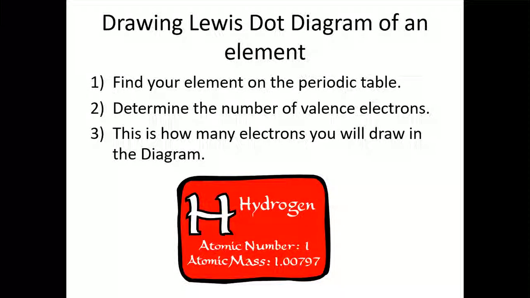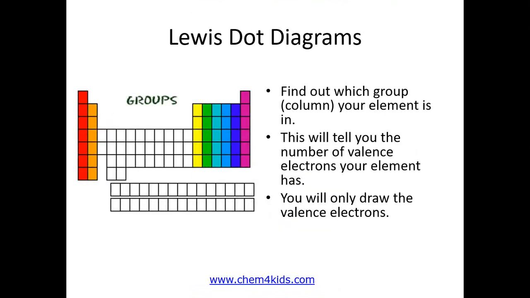For the Lewis dot diagram of an element, the first thing you need to do is find your element on the periodic table. Then we're going to use those group numbers to figure out the number of valence electrons. And then, as part of the Lewis dot diagram, we're going to put a number of dots around the symbol that represents the number of valence electrons. So remind yourself again, figure out which group the element's in. That would tell you the number of valence electrons. And now we need to draw only the valence electrons on this symbol.